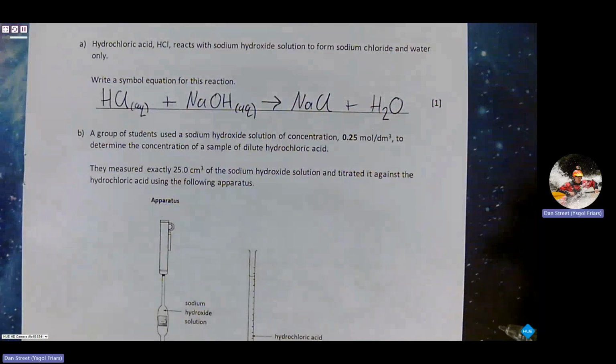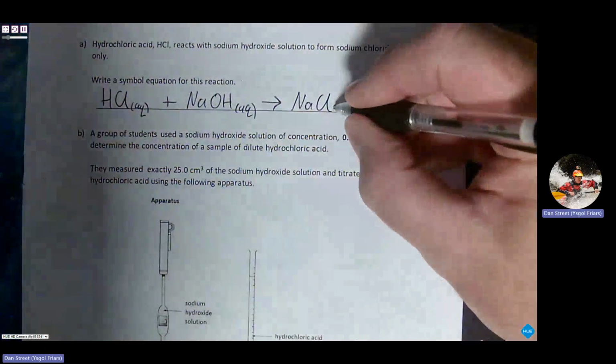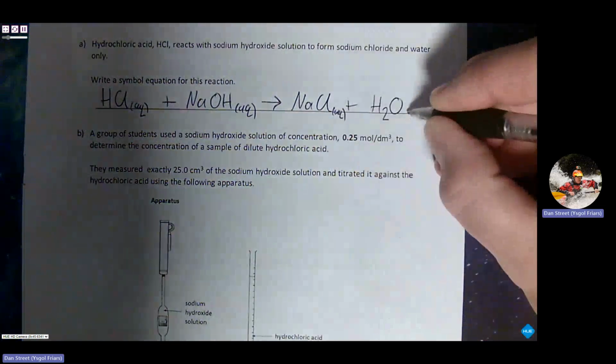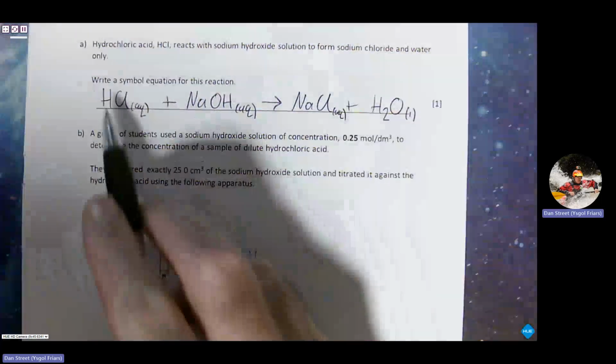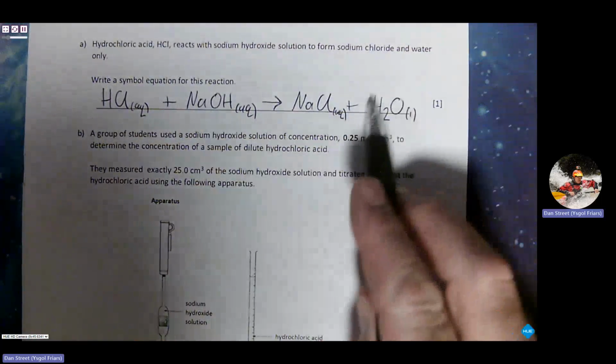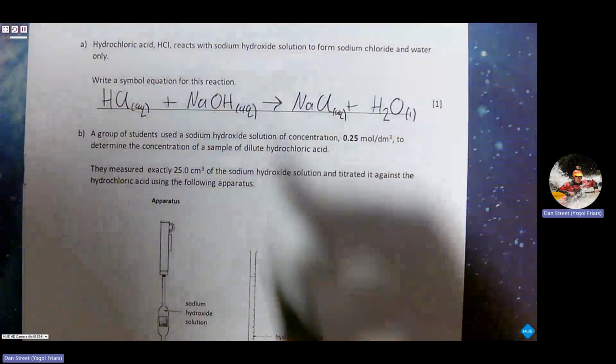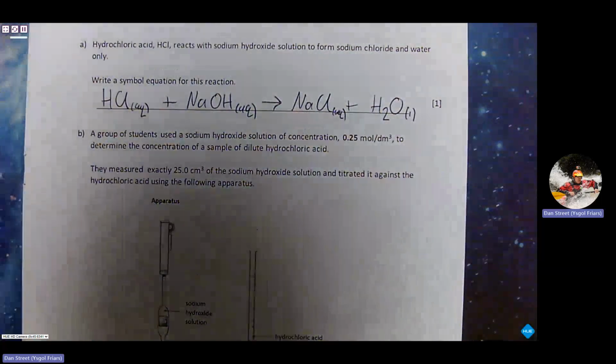So if we have a look at this, we'll discover that we don't need to do anything to balance this because it's already balanced, but we could put in the (aq) here, and we could put in the (l) there. So there's one hydrogen there, but there's another one here, and there's an oxygen, so that makes the H2O. There's a chlorine here and a sodium there, which are matched in the sodium chloride.